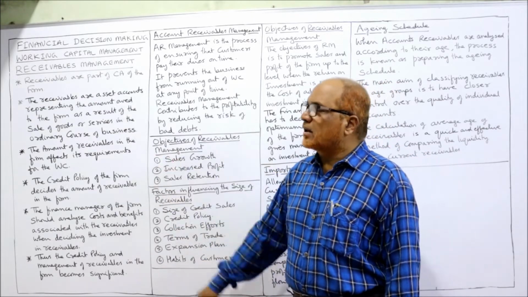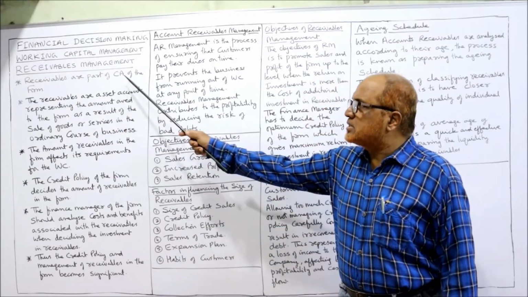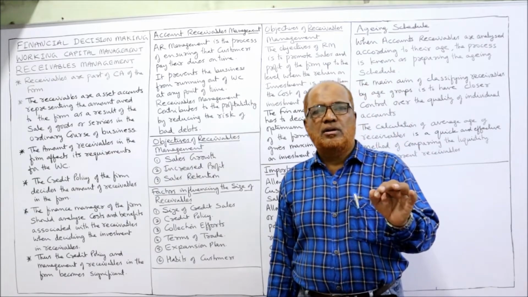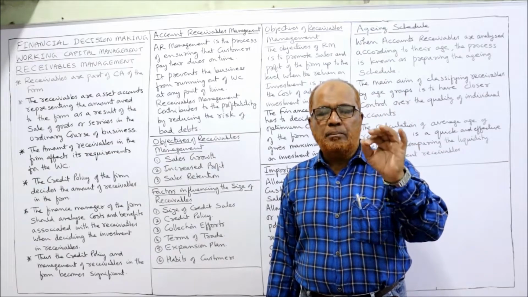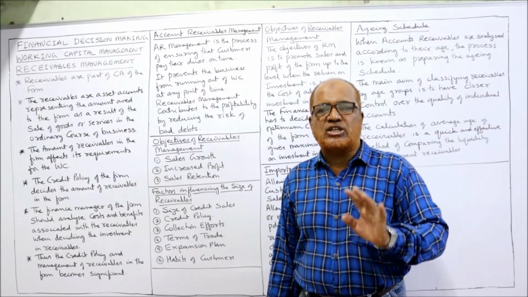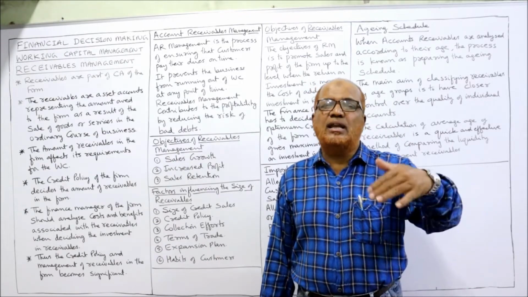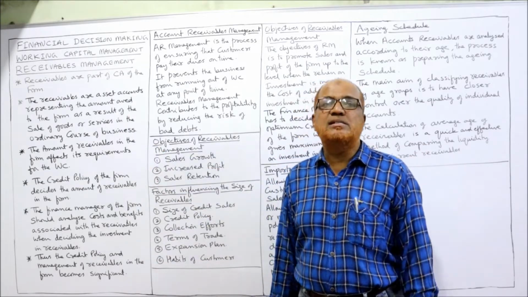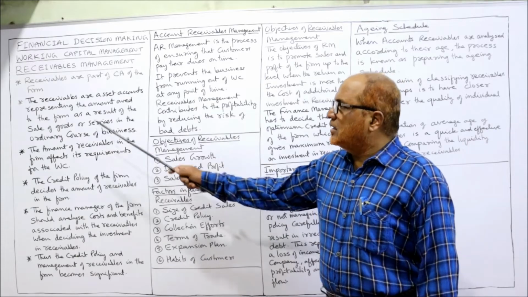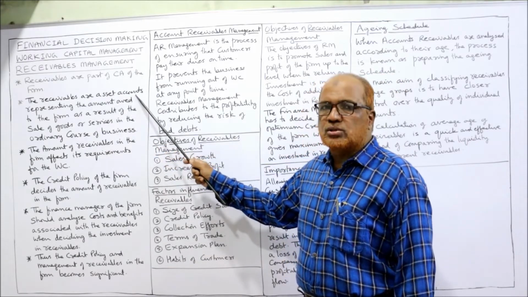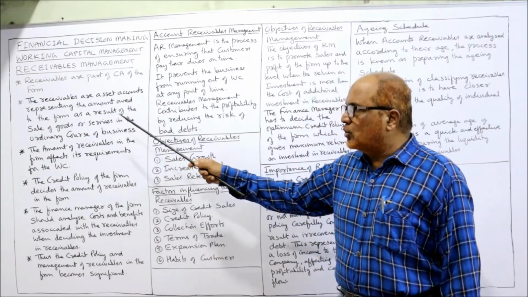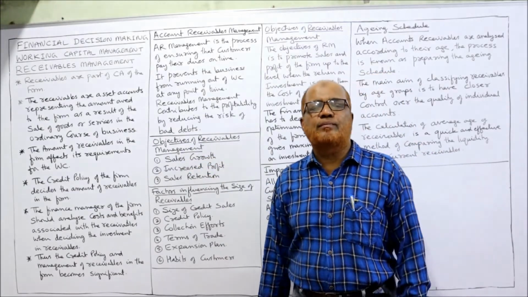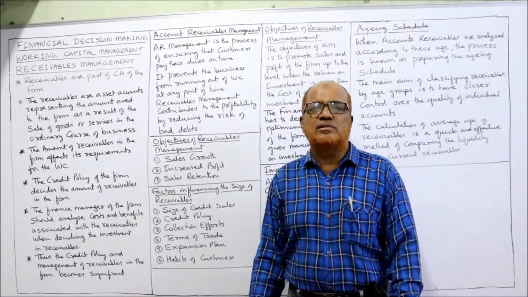First of all, receivables management. Receivables are part of the current assets of the firm. Under current assets, the main liquid form is cash. After cash, the next form of current asset is receivables, trade receivables. Receivables are asset accounts representing the amount owed to the firm as a result of the sale of goods or services in the ordinary course of business. This is the definition of receivables.